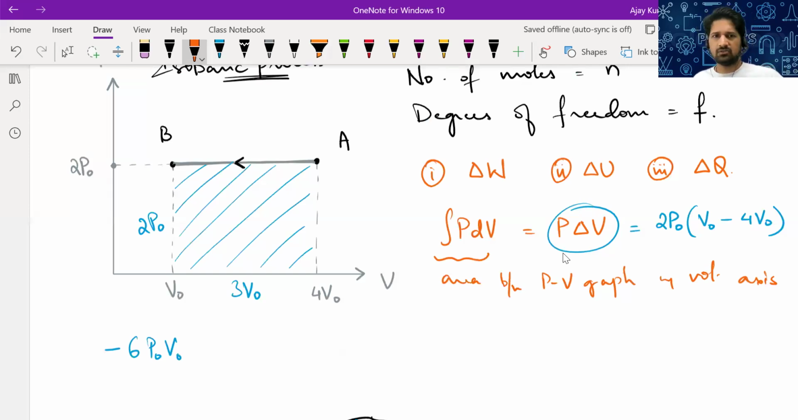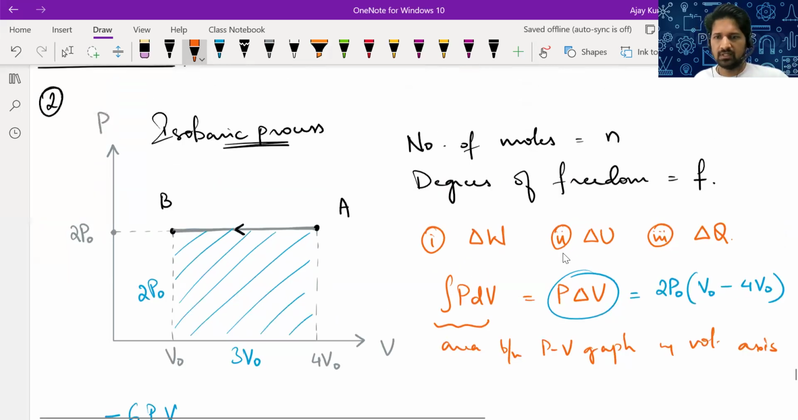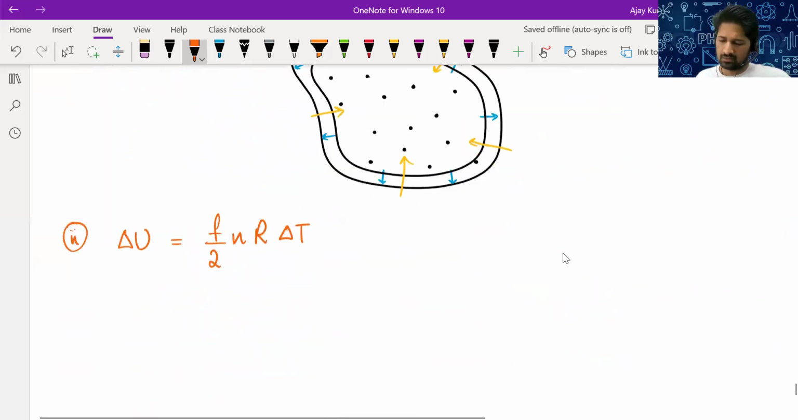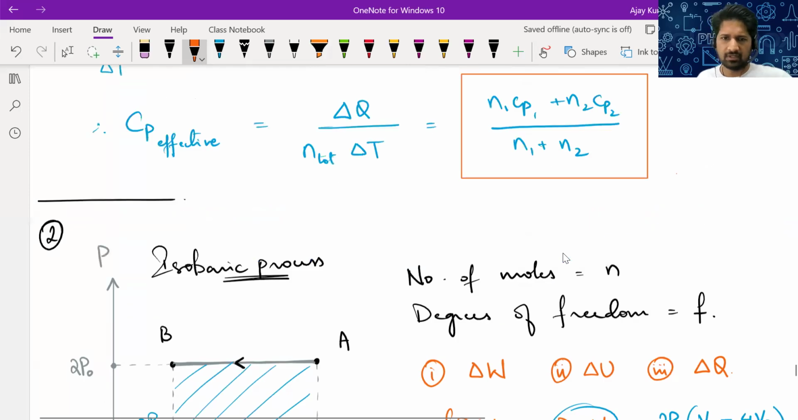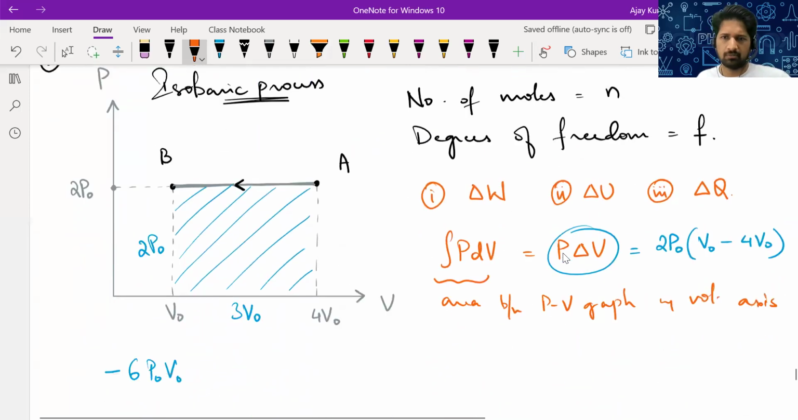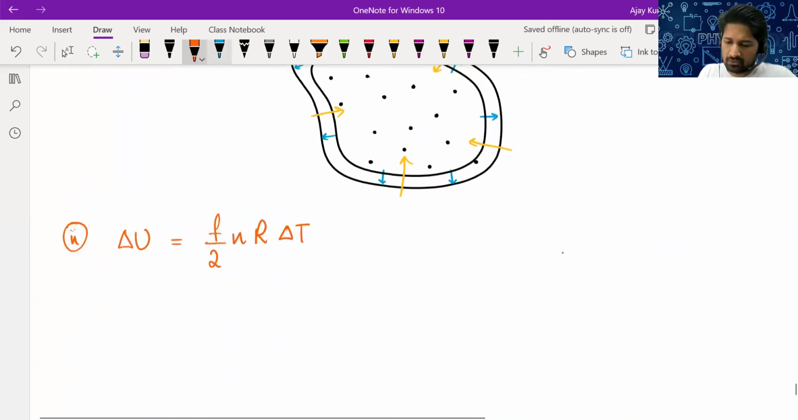So there are many ways to approach this solution. You can find out the temperatures if you want. Remember, if you know pressure and volume, you can find out temperature. If you know two thermodynamic state variables, you can find out the third one by using the ideal gas law, PV is equal to nRT. So to calculate change in internal energy, you need nR delta T. Degrees of freedom F is given to you in the problem. Number of moles n is also given to you in the problem. So make use of the equation PV is equal to nRT.